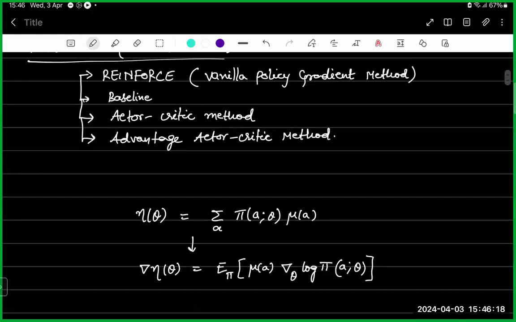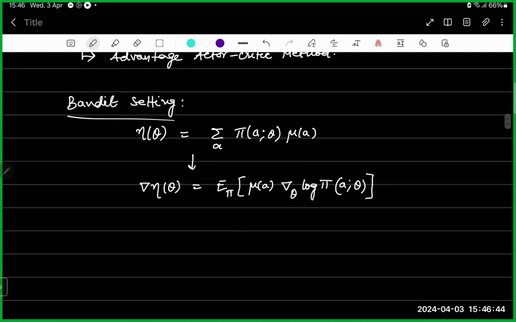So first, what we'll do is we'll see these variants in the bandit setting so that you clearly understand what the main concept is. Then we'll just generalize it to the full RL setting. Okay. So let's look at these things in the bandit setting first. I think we briefly discussed these things, but let's look at it in more detail. So this is the performance metric, and this is our gradient.